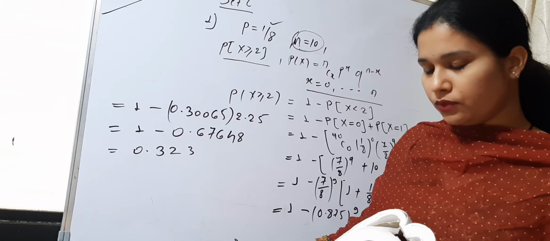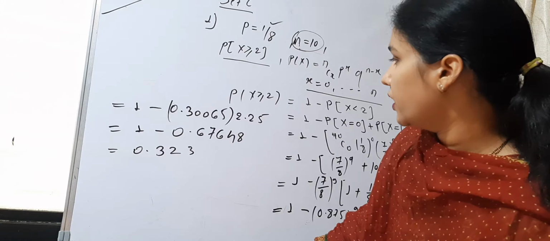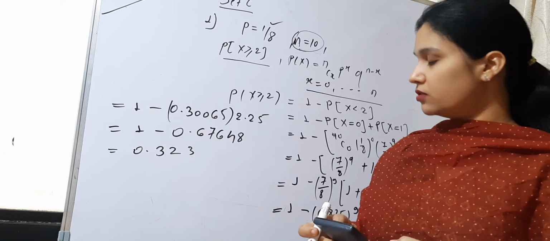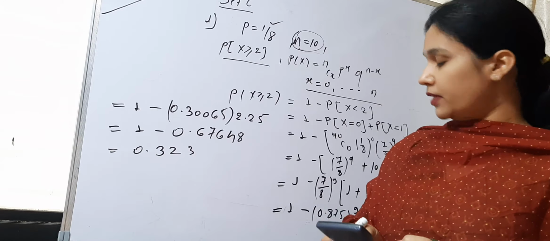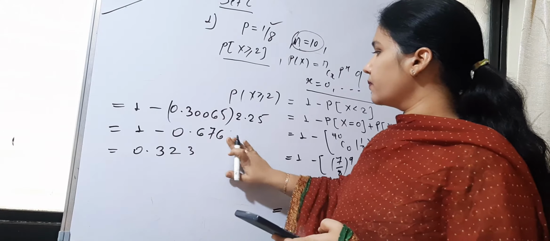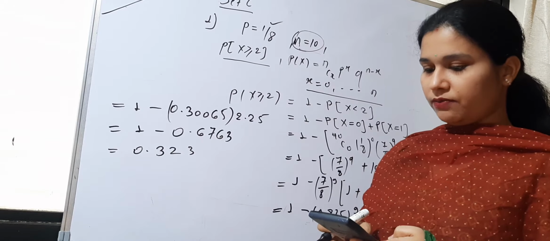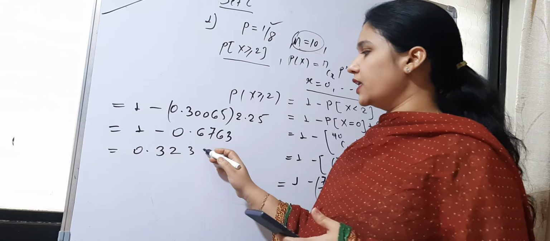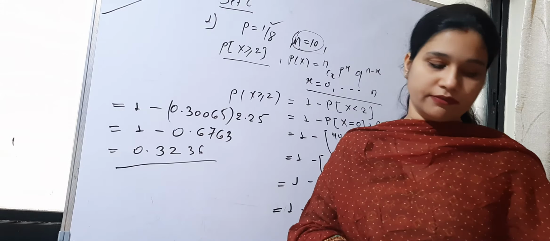You may get confused between 0.3611 and 0.3968. If you don't want confusion, then you can do one thing here. I had taken 0.30065, you take 0.3006 only and multiply by 2.25, the value will be 0.6763. The value will be 1 minus 0.6763, which is 0.3236. Okay. So this will be the right answer, 0.3236. Option number D will be right.